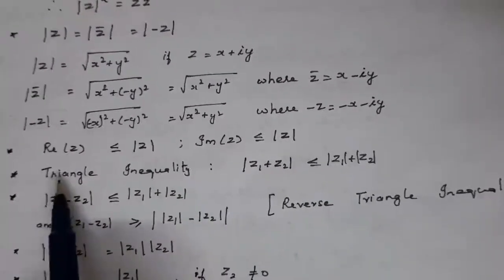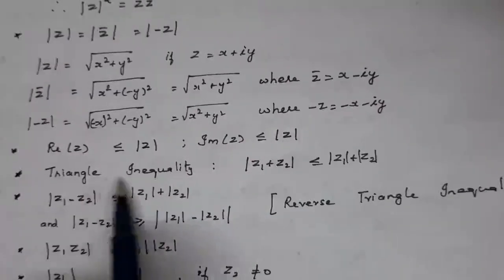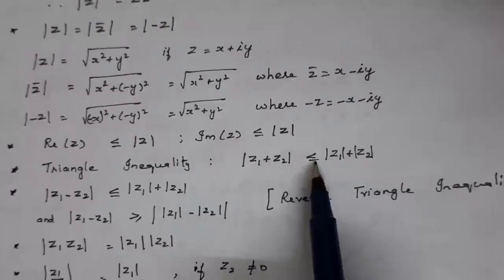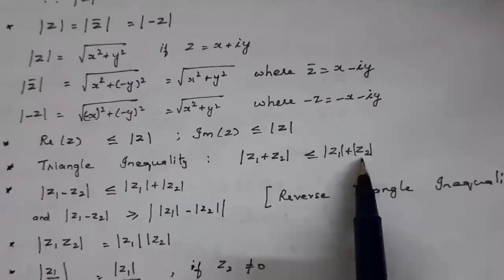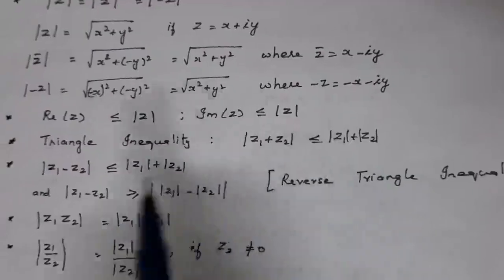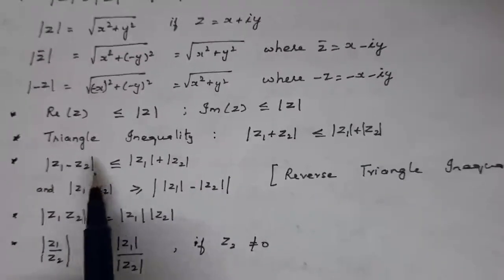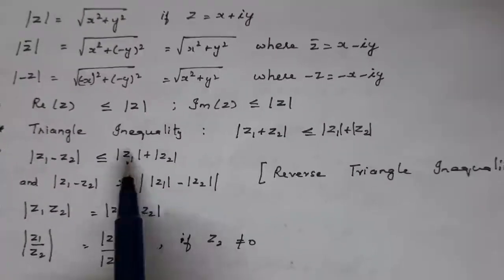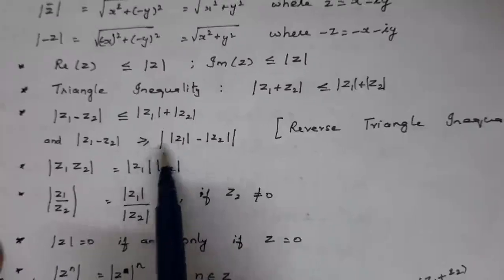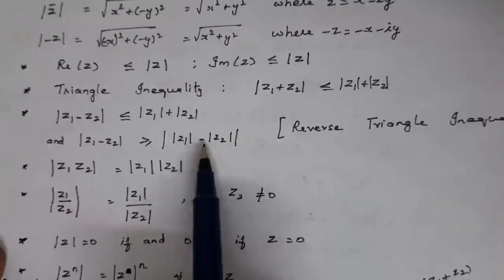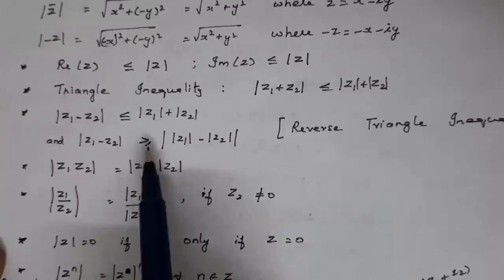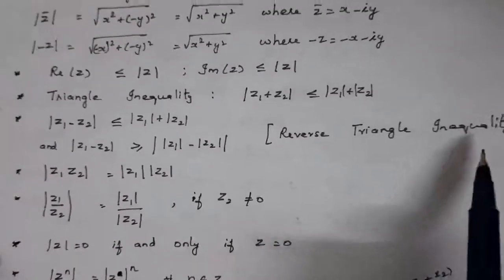Now, the next property is called the triangle inequality. So, what is it? Modulus of z1 plus z2 is less than or equal to modulus of z1 plus modulus of z2. It is not exactly equal, it is less than or equal to. Similarly, modulus of z1 minus z2 is less than or equal to modulus of z1 plus z2, and greater than or equal to the modulus of z1 minus z2. When plus is here, it is less than, and when minus comes, it is greater than. So, this is called the reverse triangle inequality.